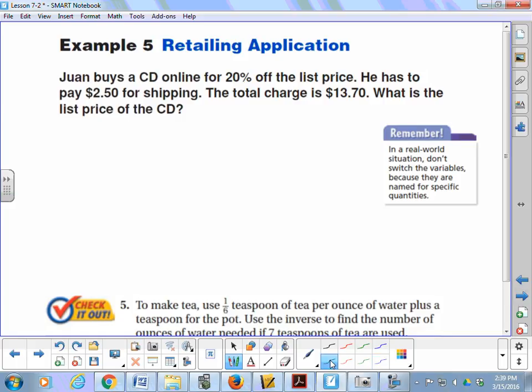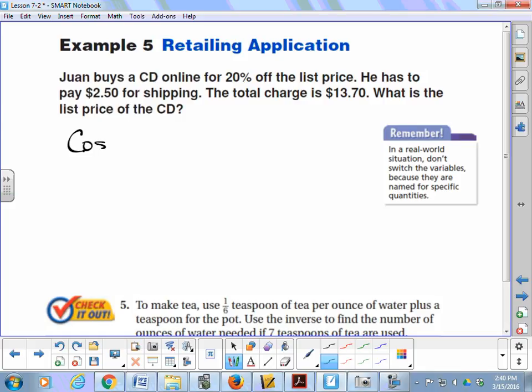He buys a CD for 20% off the list price. How do I represent 20% off the list price? And we're not going to use 0.2. Okay, good try. Kyle? What do we do? No. Nope. 0.8. 0.8 is the number we're using. Okay, why is it 0.8 then? Because that's 80% of the price if it's 20% off. Yep, it's 20% off, so I'm paying 80% of the price.